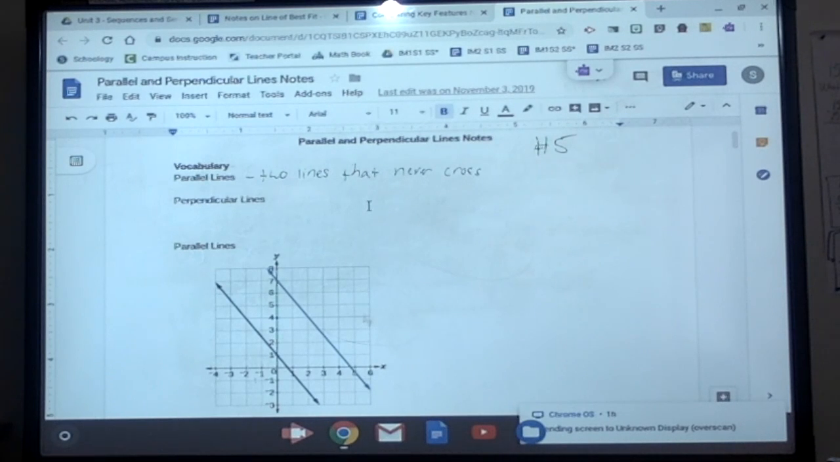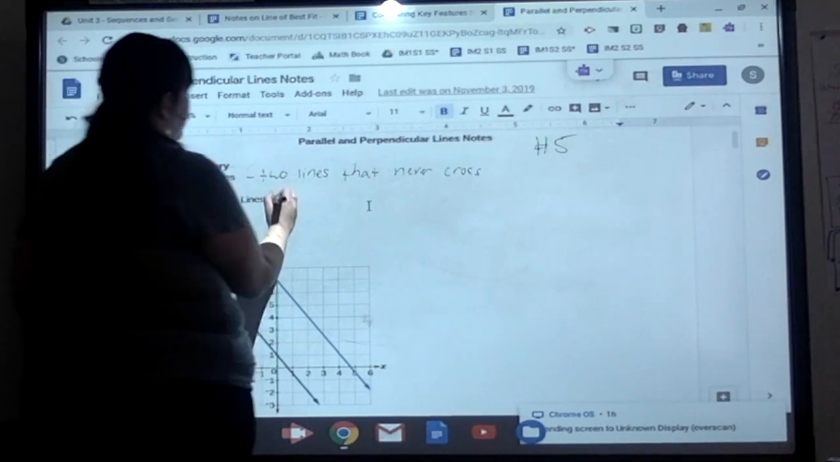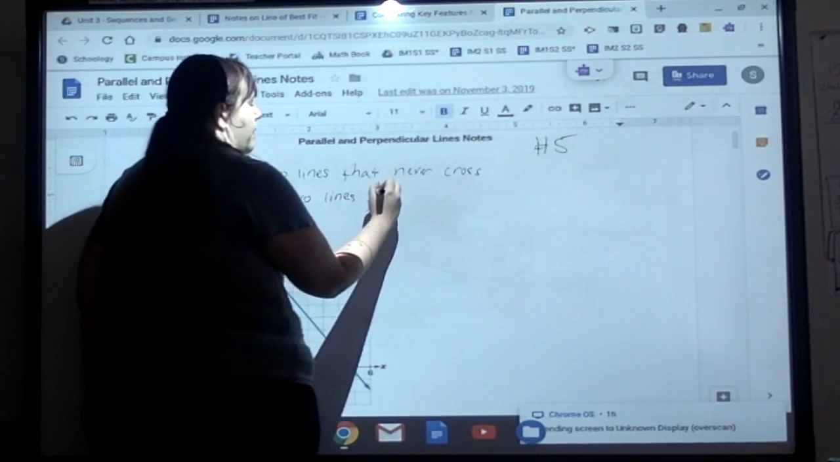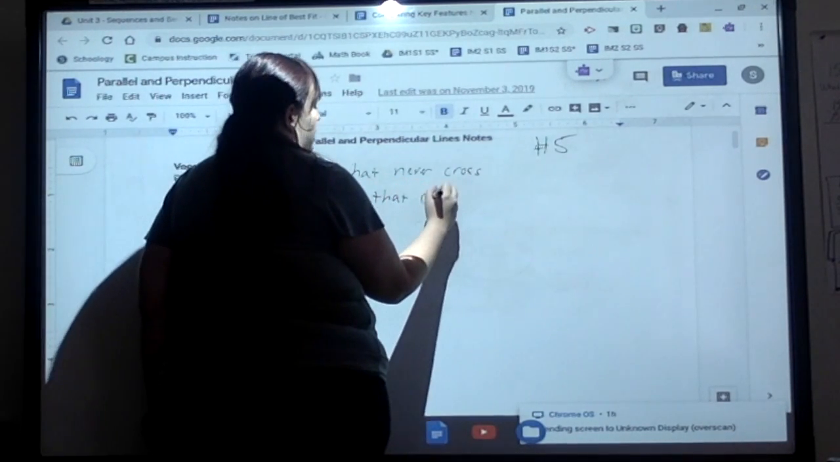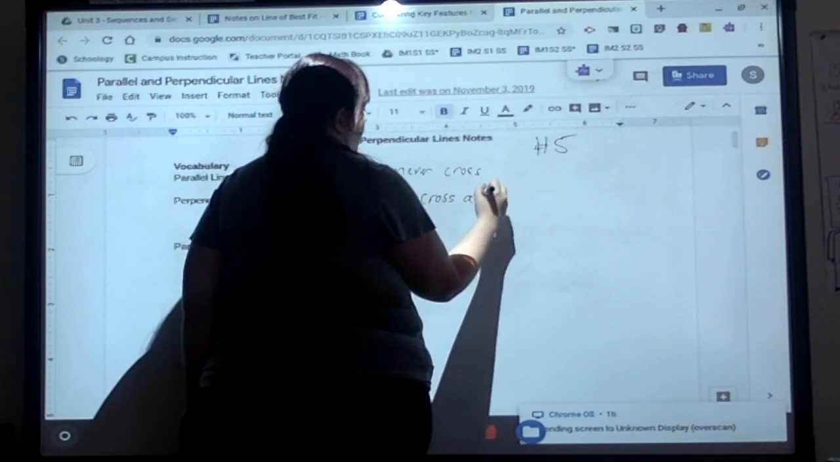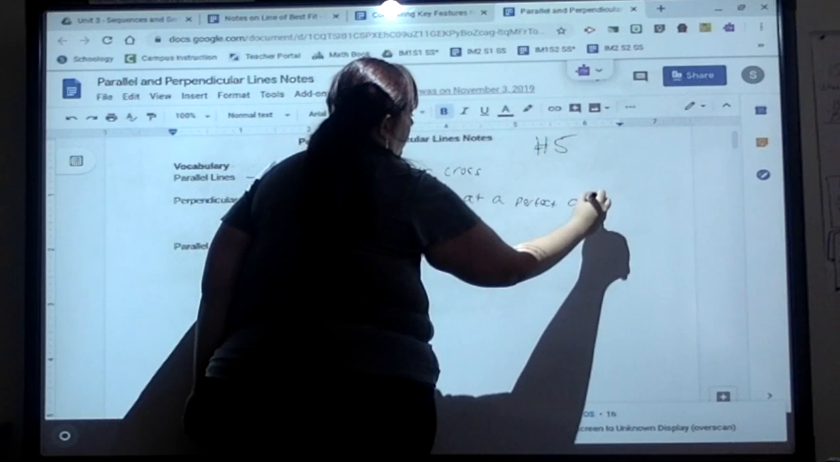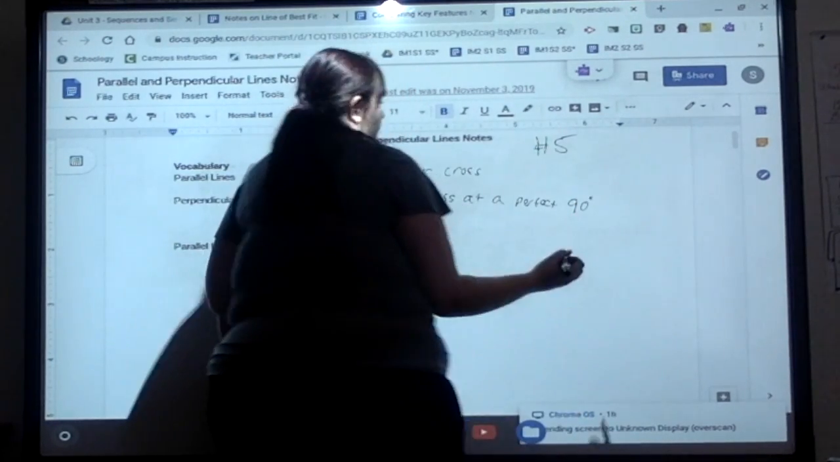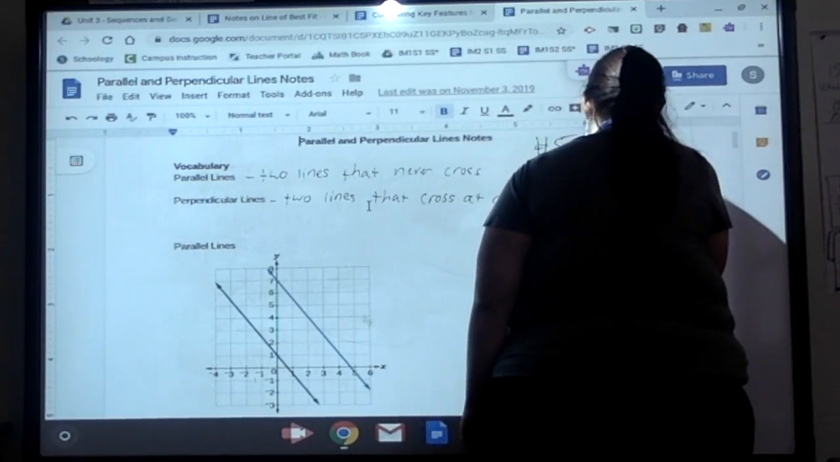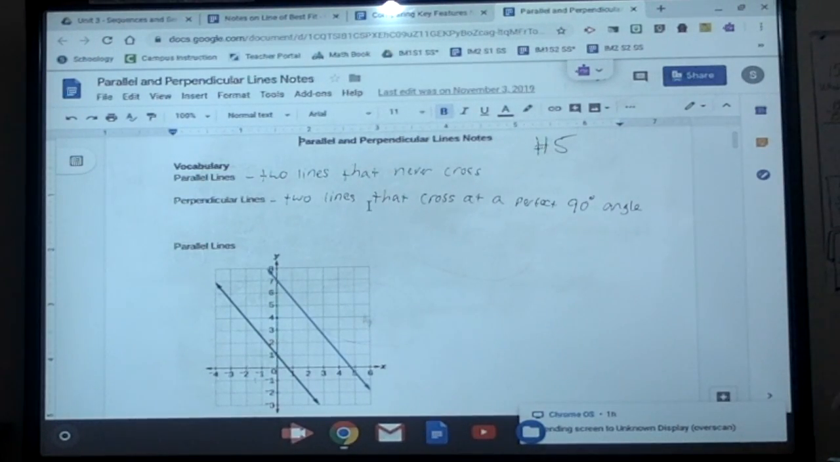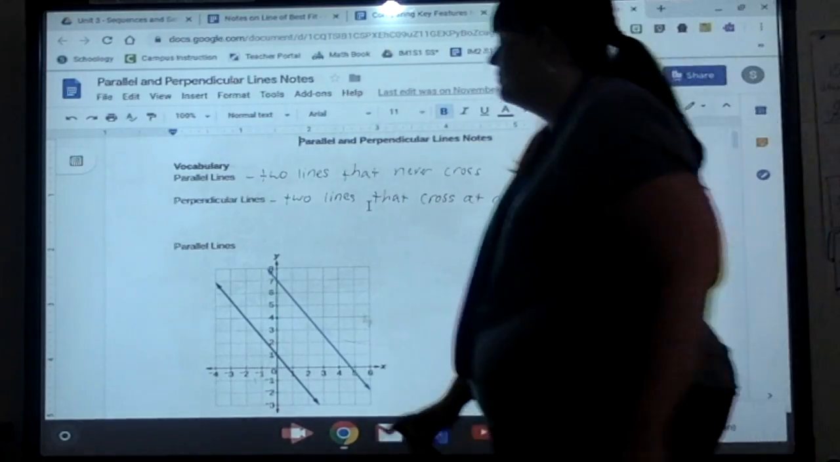And perpendicular lines are two lines that cross at a perfect 90-degree angle. So those are the definitions. I'll explain them. I'll show you pictures. We'll talk about it more. All right.